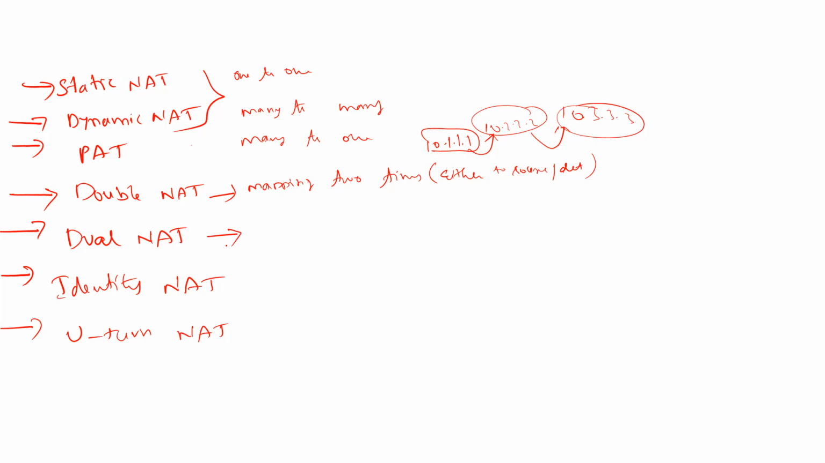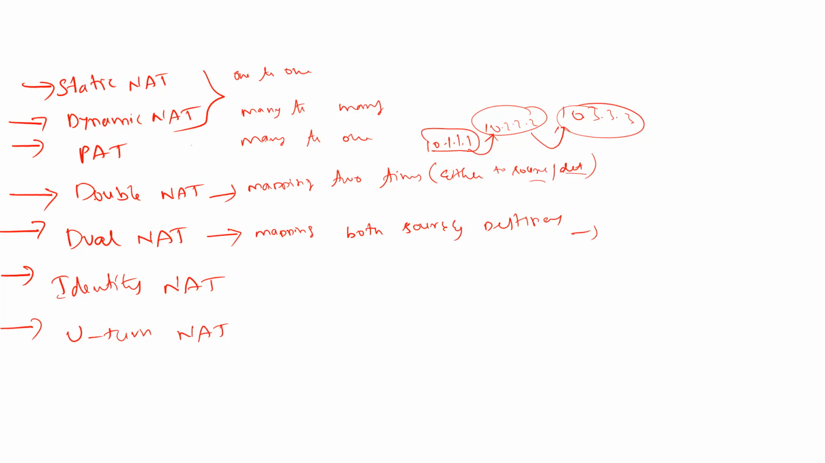And one more thing is there, that is called dual NAT. Mapping both source and destination IPs is called dual NAT. Is it clear? Yes. Double NAT is nothing but mapping one IP address multiple times, either source or destination. And dual NAT is nothing but mapping both source and destination IPs.